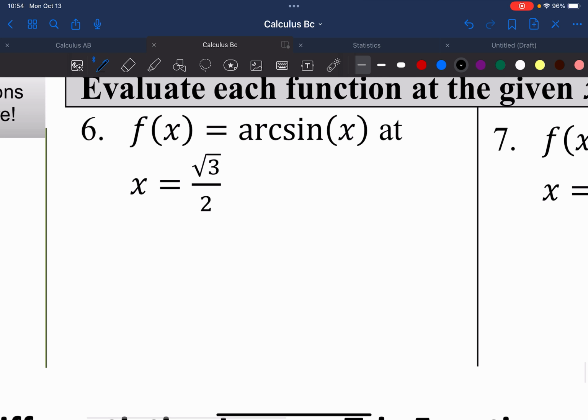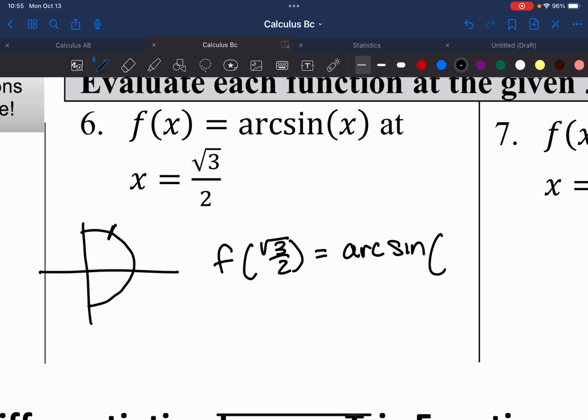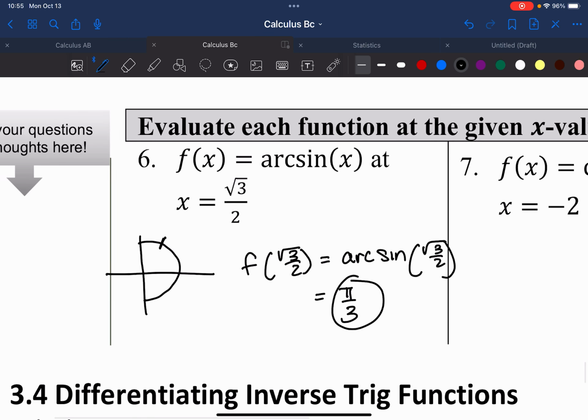Well, we know, based off of the unit circle, that the square root of 3 over 2 is going to be somewhere over here. Okay, so that means f of the square root of 3 over 2 is going to be equal to arc sine of the square root of 3 over 2, which will be equal to π/3.